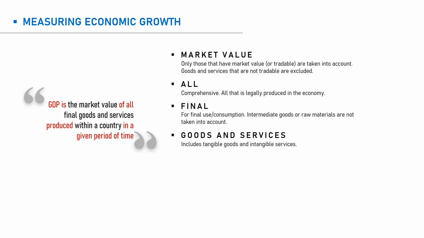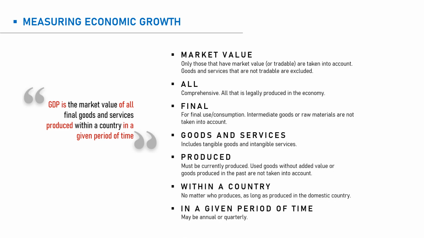GDP also only calculates the goods and services produced in a specific period of time in a country, usually a year or a quarter. Therefore, used goods or goods produced in the past periods are not taken into account. The output produced by citizens themselves is not taken into account if it is produced abroad. Conversely, the output produced by foreigners but in the domestic economy will be included in GDP.